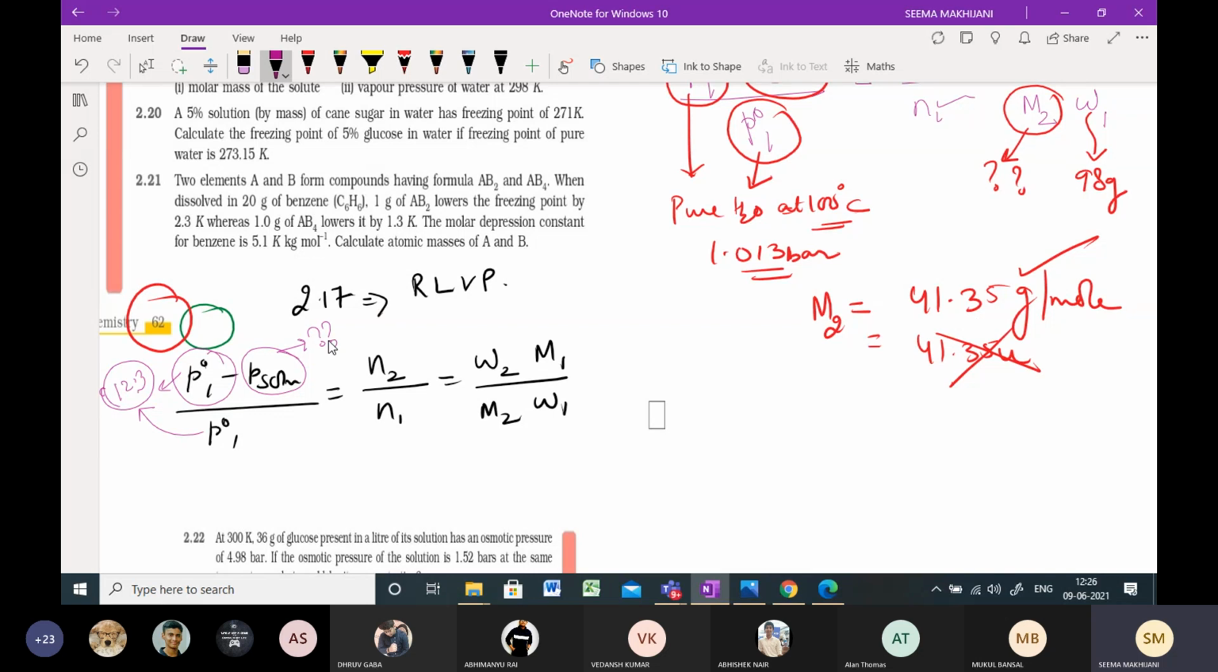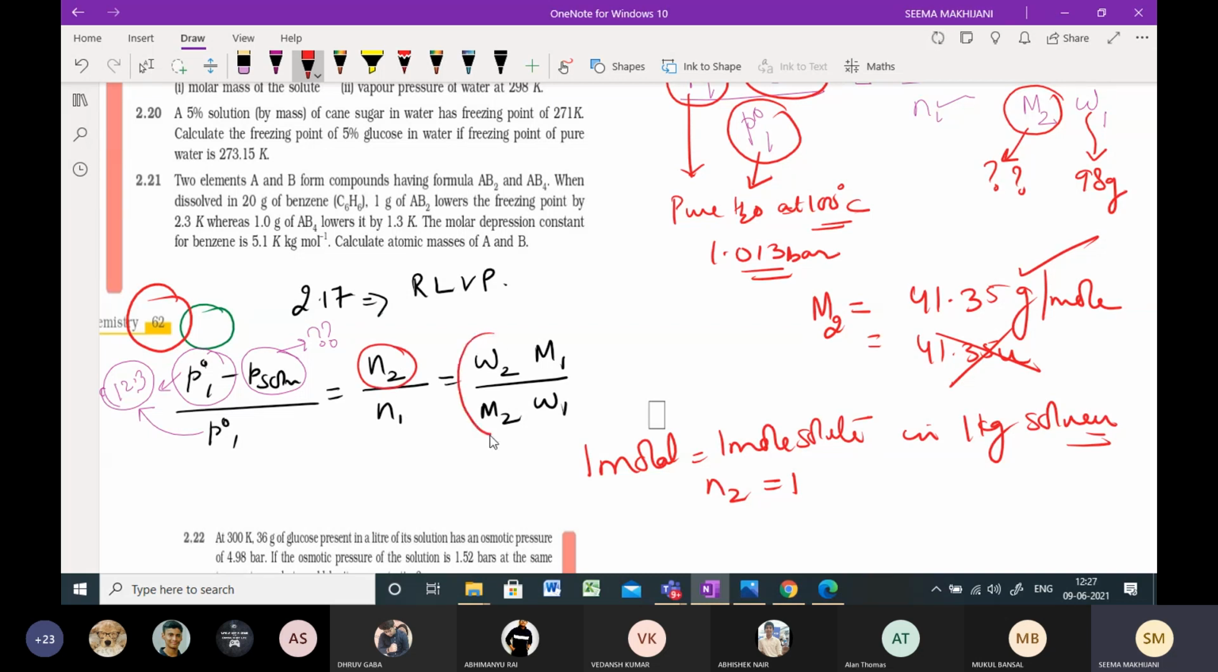Now moving on to the rest of it. Now there is the catch. The question gave you something as 1 molar. Now what do we mean by 1 molar? It means 1 mole of the solute divided in 1 kg of your solvent, which clearly means your N2 is equal to 1. Hence, your N2, which is this value, is equal to 1.